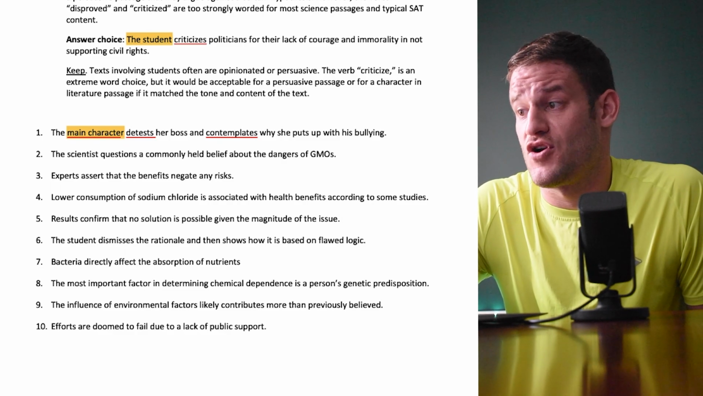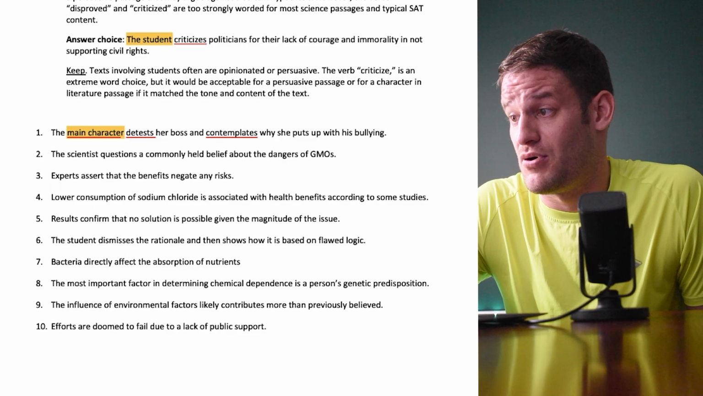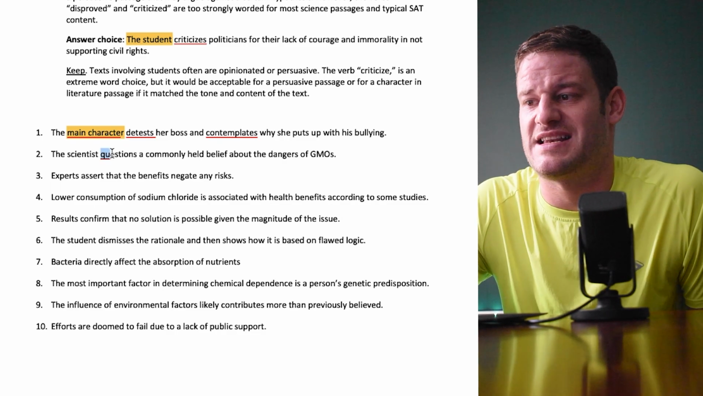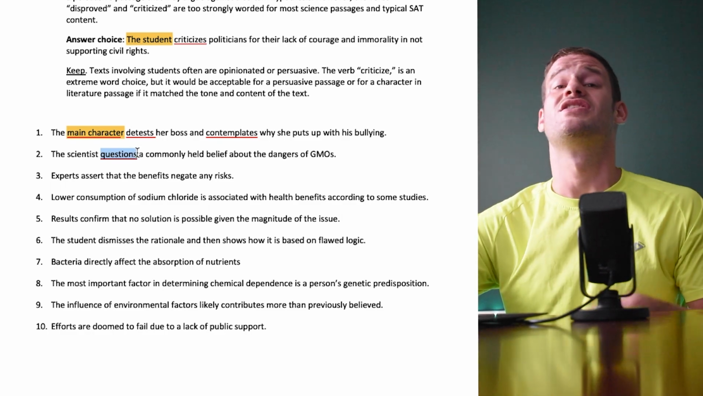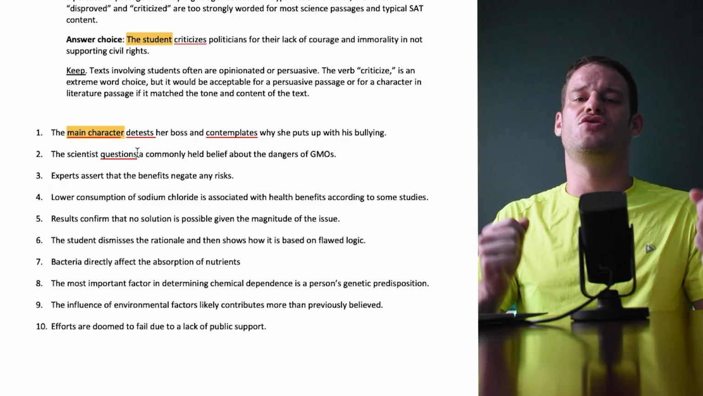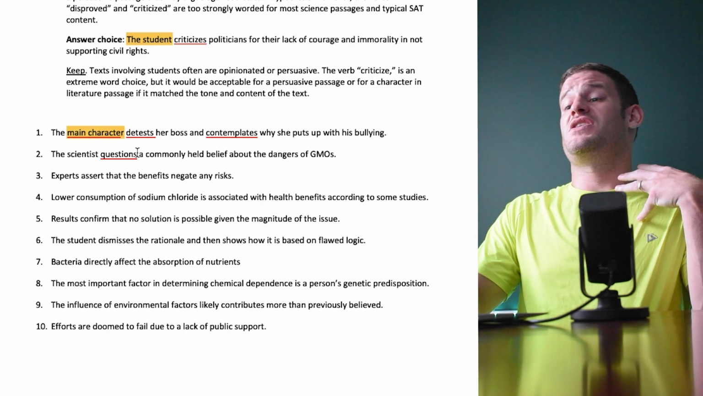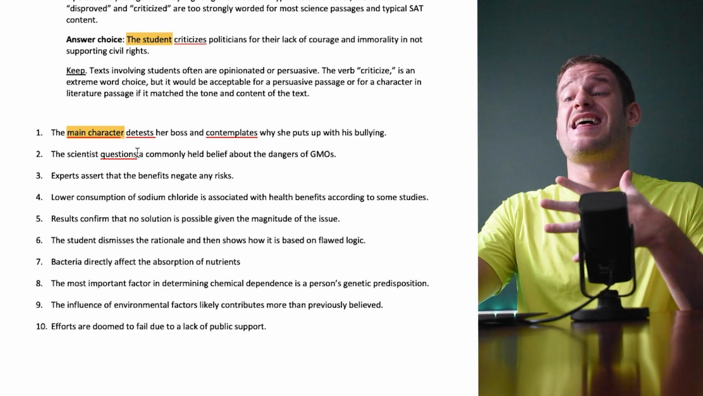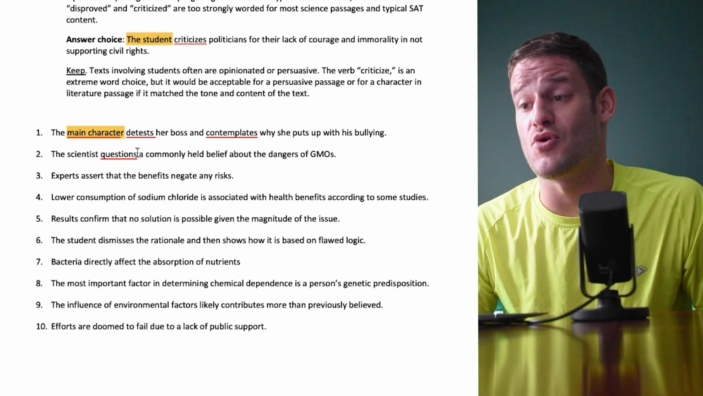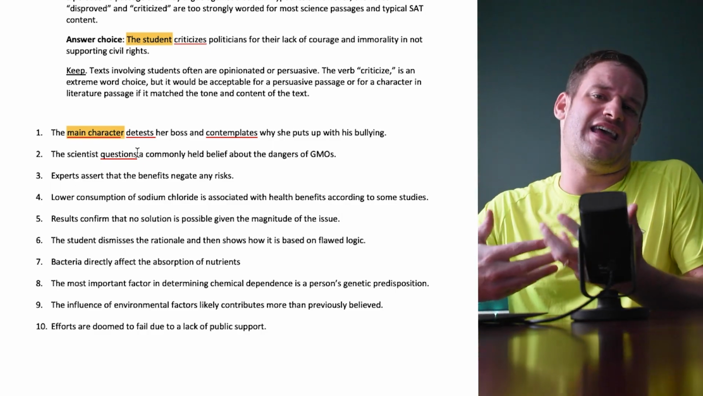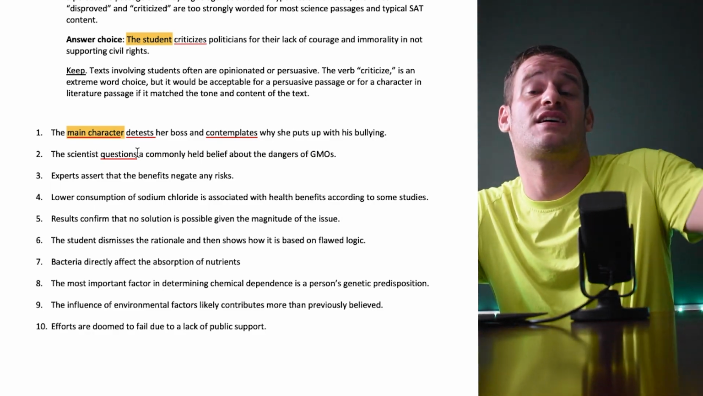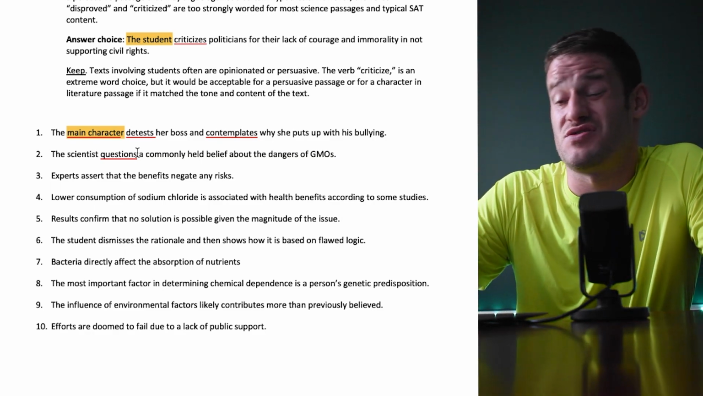Okay. Number two, the scientist questions a commonly held belief about the dangers of GMOs. So once again, verb choice, super important. Notice it doesn't say disproves, it doesn't attack, it questions, right? So that verb choice is nice and neutral, even though it does seem like in this case, it's not a straight informative passage, right? This answer choice is a lot more acceptable because it doesn't contain such extreme language, even if it is maybe an opinionated scientific passage. So yeah, we could keep this.